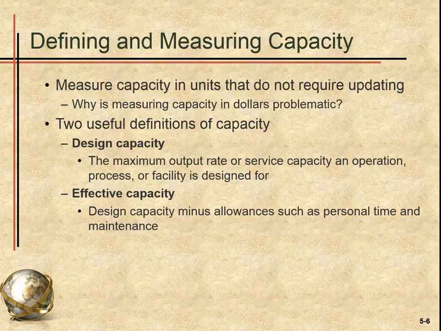Now, there are two very useful definitions for capacity. One is the design capacity, and the other one is effective capacity. Design capacity is the maximum output rate or service capacity that a machine or a process is designed for. And what that means is that we have a bunch of engineers that created this machine, designed it, manufacture it, and they have to come up with a number when you buy it to tell you what is the maximum design capacity for this machine.